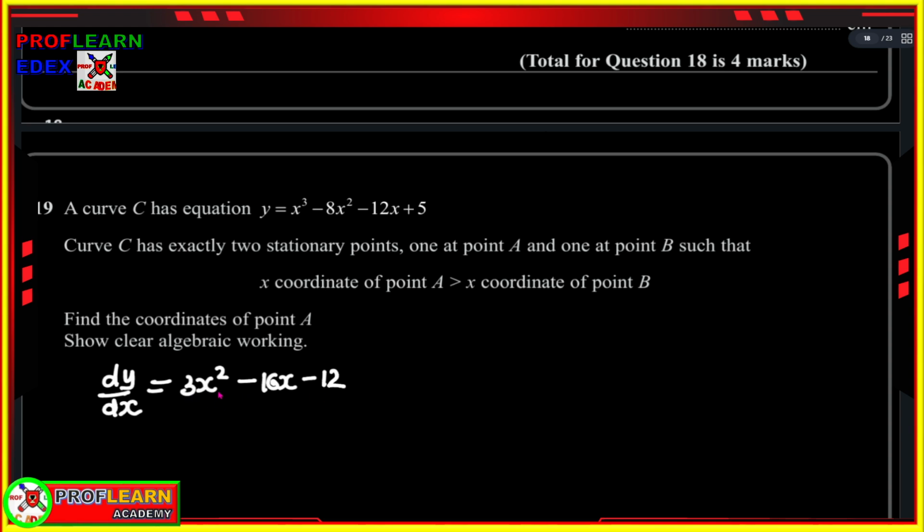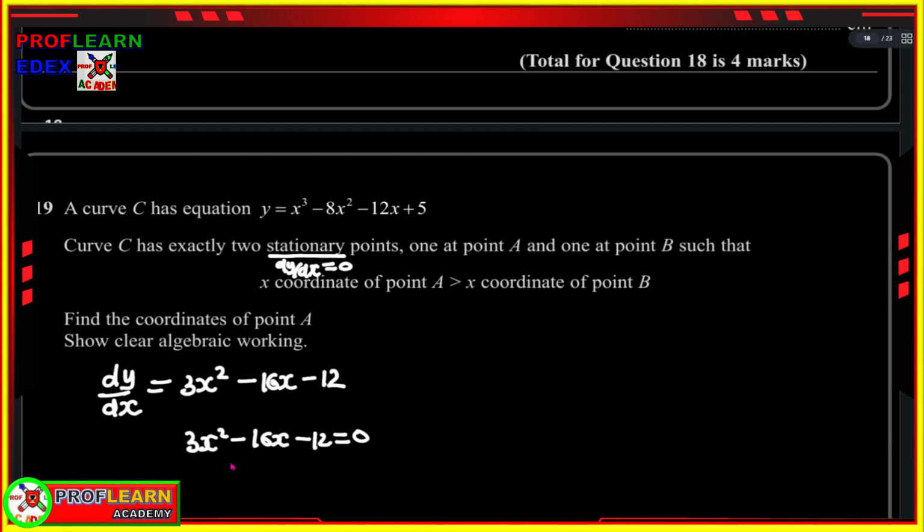So this is the gradient function, and at the stationary point dy/dx is equal to what? It is equal to 0. So we are going to take 3x squared minus 16x minus 12, and equate this part to 0, so that we can solve that quadratic equation in order to get the stationary point.